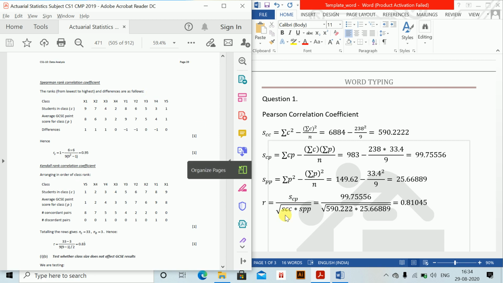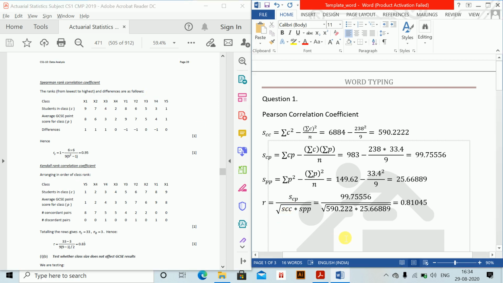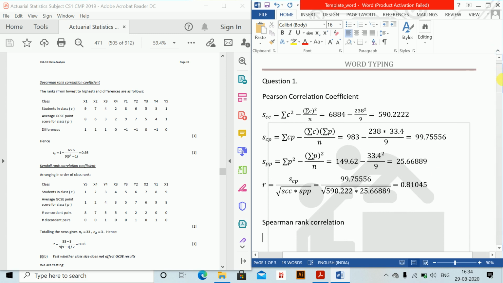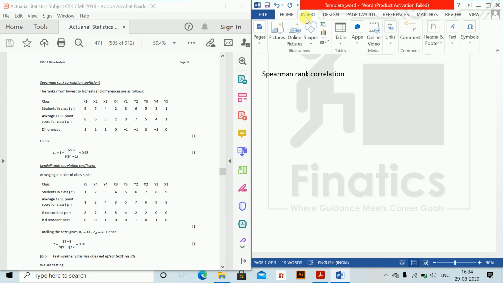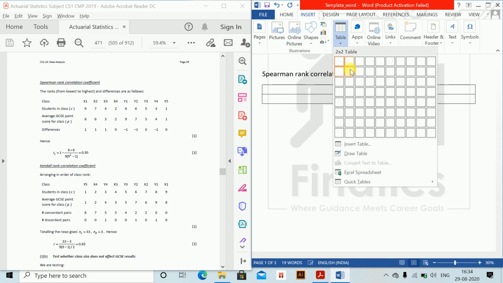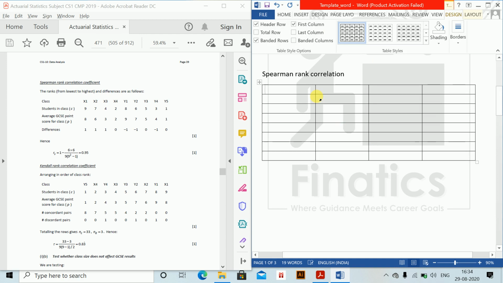Next we have the Spearman rank correlation coefficient. So here we know we make tables in our copy. Here also we'll make tables ranking the data. You can just insert a table of 4 columns and say around 9 or 10 rows. We'll insert more whatever we like.